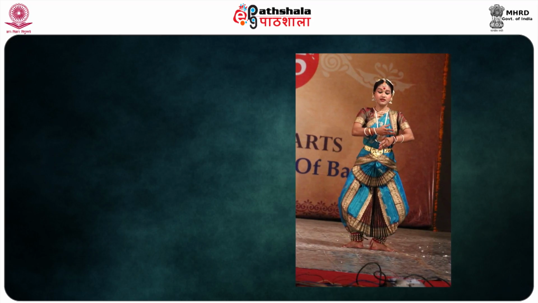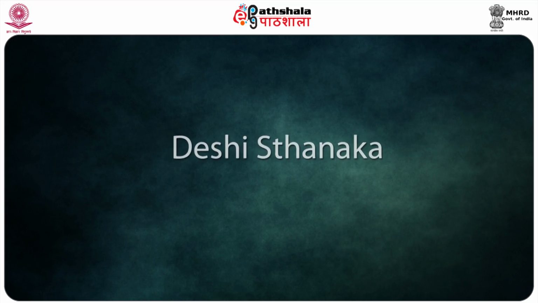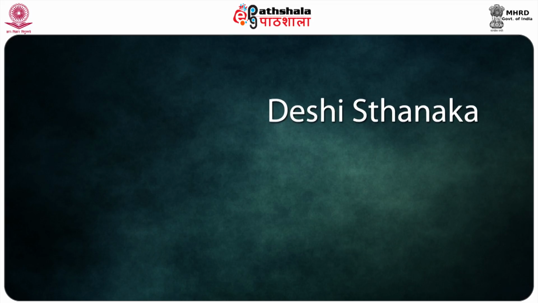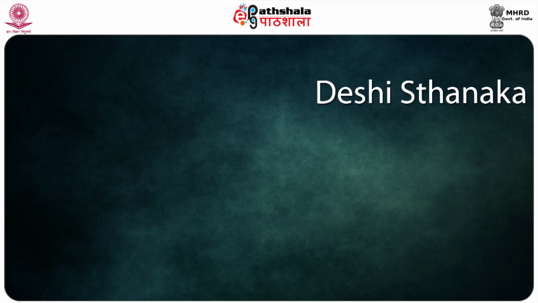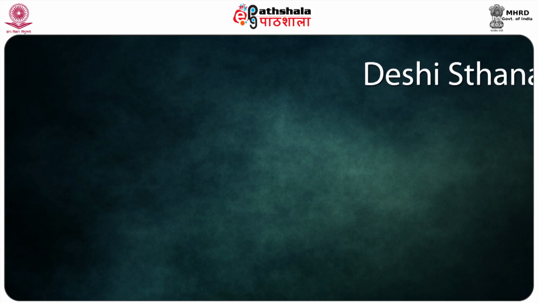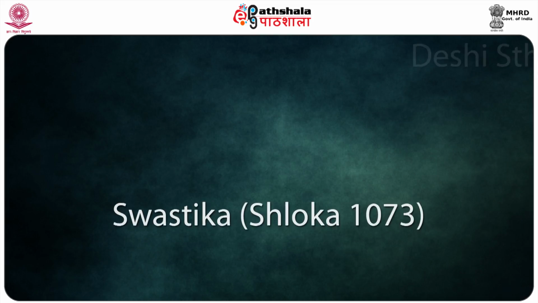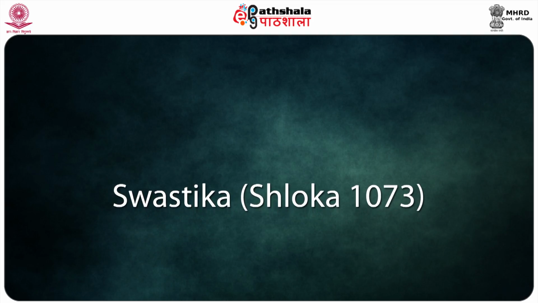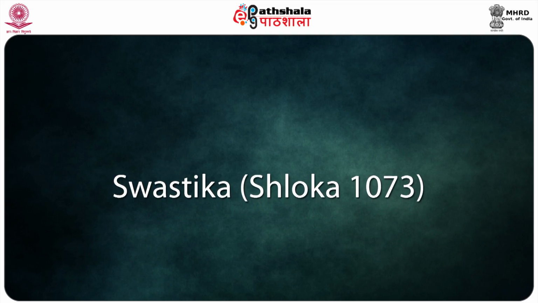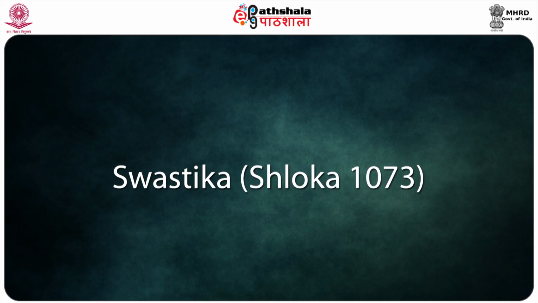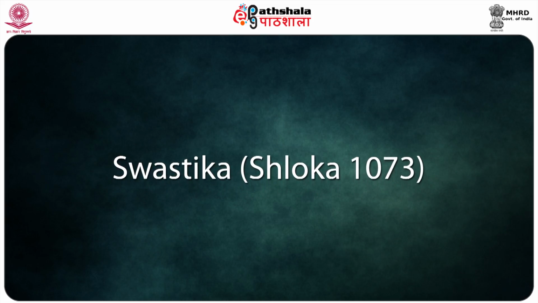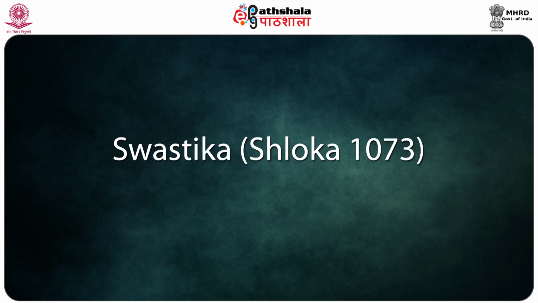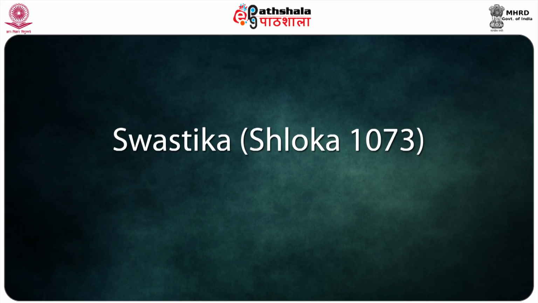So, these are the 23 types of Deshi Sthanaka we have seen earlier. Now, just to make it clear, let's discuss some examples below. Let's say Swastika, which is Shloka 1073. It says that when the Swastika Sthanaka is done while using Hansaka Sthanaka, both the legs are bent and the last toes are placed close to each other, then the posture is called Swastika Sthanaka.